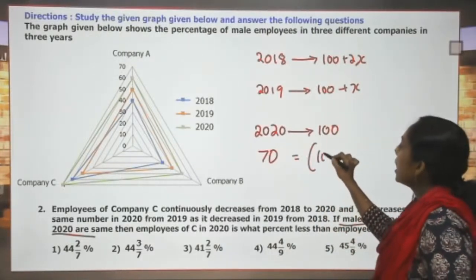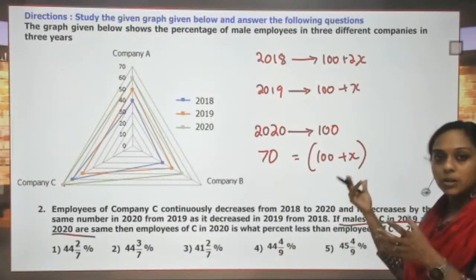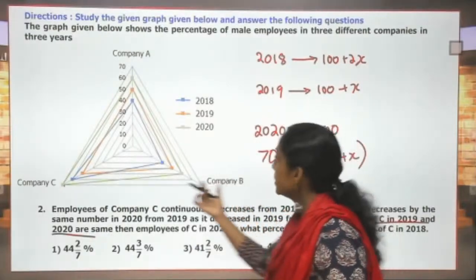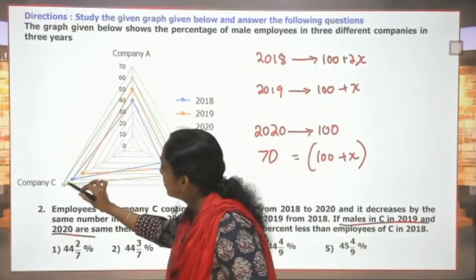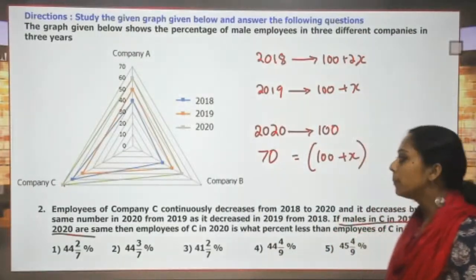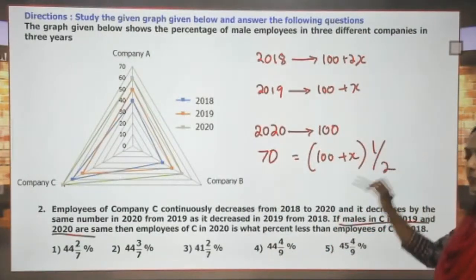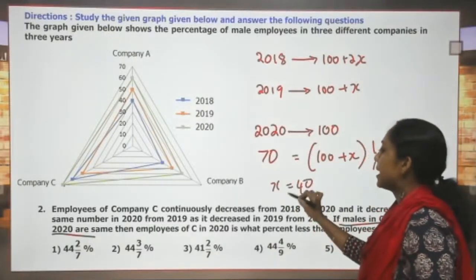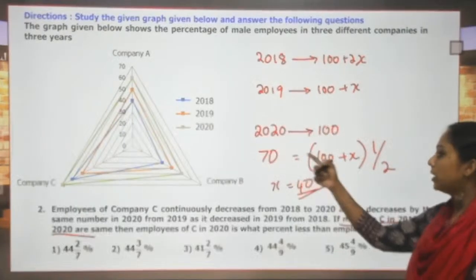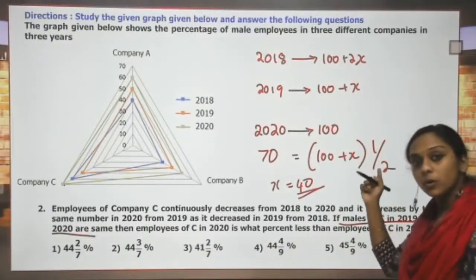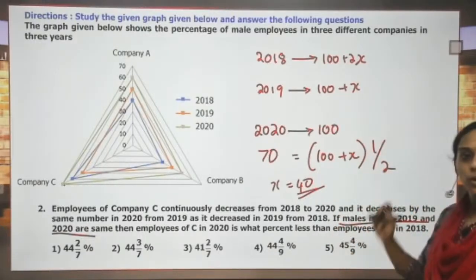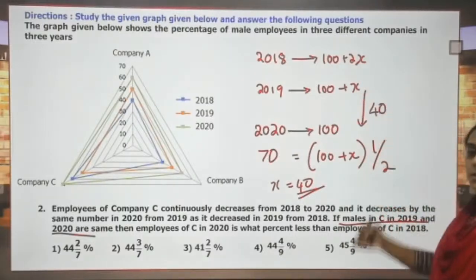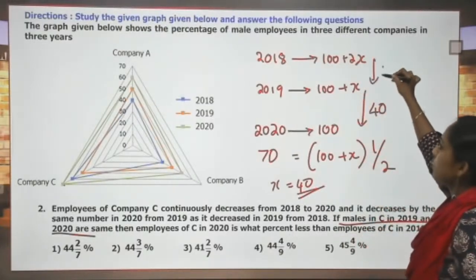And that is 100 plus x, the total employees in 2019, into 2019 is orange, so that will be 70, 60, 50. 50% is 1 by 2. On solving you will get the increase as 40. So 140 is equal to 100 plus x, or you can get the value of x as 40. So what was the decrement here? It decreased by 40. So here also it decreased by 40.